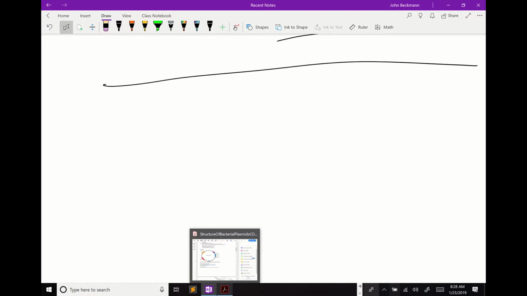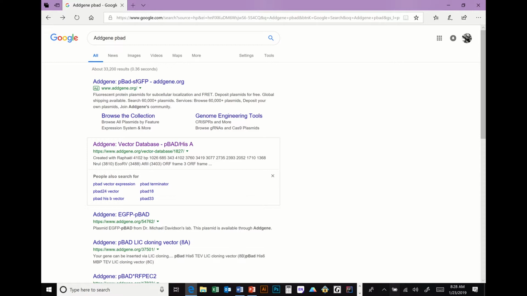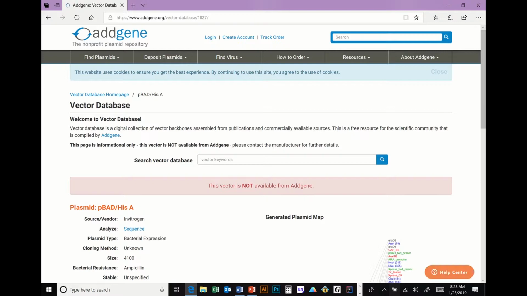Here I'll link to a website that you should start becoming very familiar with called AdGene. AdGene is a repository, a library of plasmid information. You can buy plasmids from there, and you can upload plasmids to AdGene. What I did is I searched pBAD. pBAD is a plasmid you read the paper for, and we looked at the operon circuit in pBAD. So let's look at what that looks like. If we search AdGene pBAD, we can pull up a map of the plasmid.